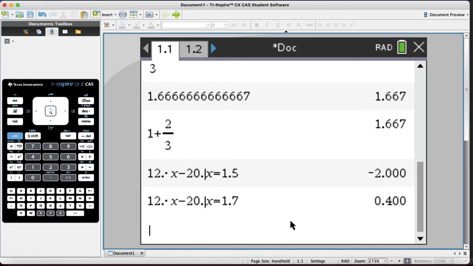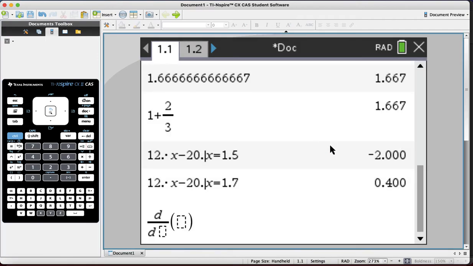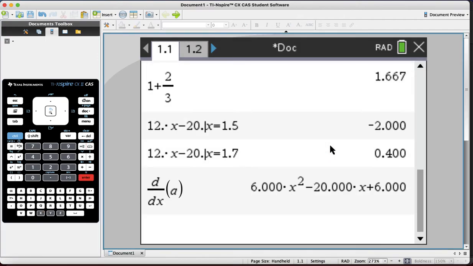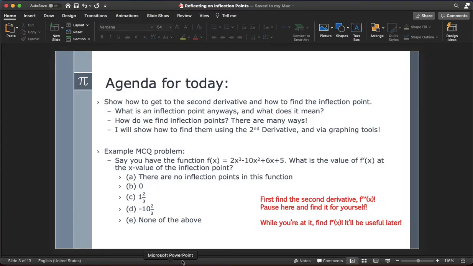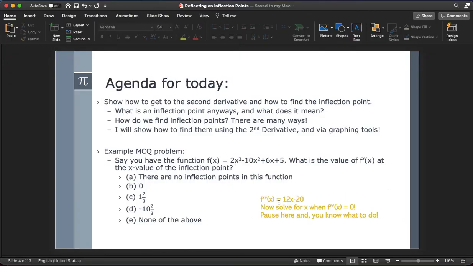And to get f prime of x, that's just as easy as using this first one, pressing A, and this is our first derivative. So this will be useful later. And if we go back to our agenda, all right, well, we already did this. Solve for x when f double prime of x equals 0. Pause and do this for yourself.